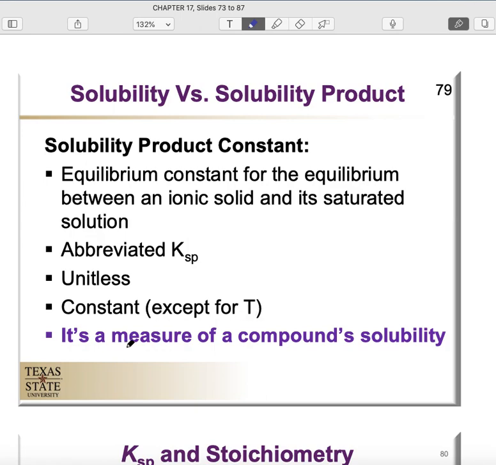Another thing that is important is that the solubility product constant is related to the solubility, in that it is a measure of the compound solubility, but they are not the same. And so I want to make sure that you guys know, in an exam, I will ask you either for the solubility, which means I'm asking for a concentration, or I will ask you for a solubility product, which means that I'm asking you to find the value of the KSP.